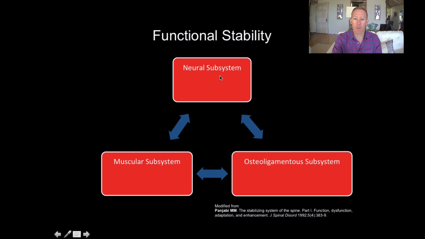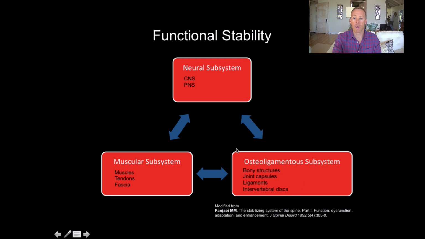So if you think about, you've got a neural subsystem, which includes your central nervous system and your peripheral nervous system. And then you've got a muscular subsystem, which includes muscles, tendons, fascia, and then an osteoligamentous system, which again, this is where surgeons can directly operate, us not so much. So this would be bony structures, the joint capsule, ligaments, the discs in our spine.